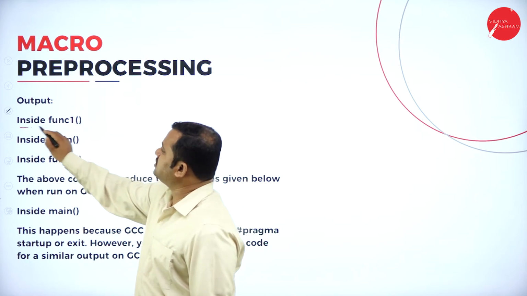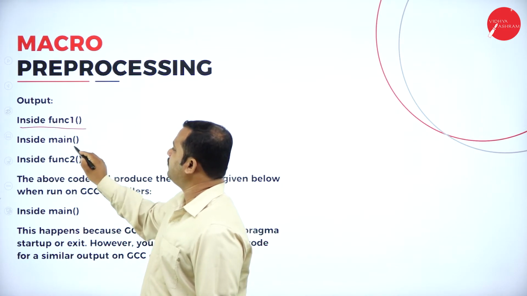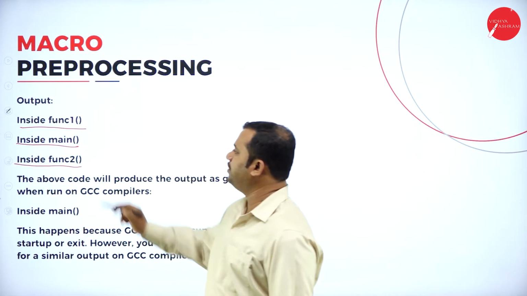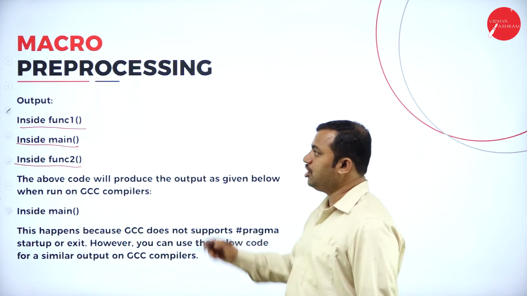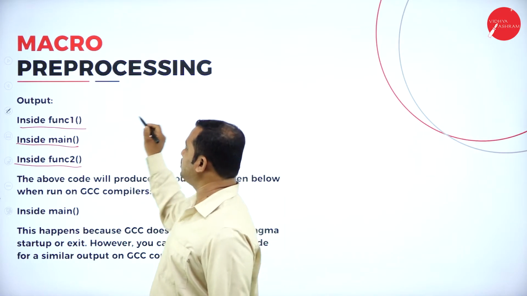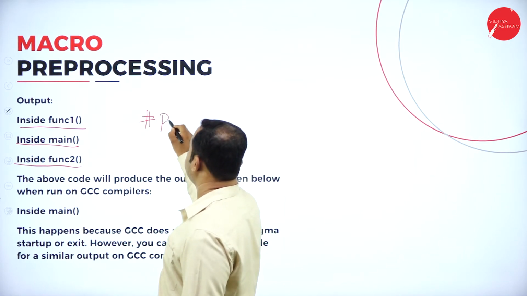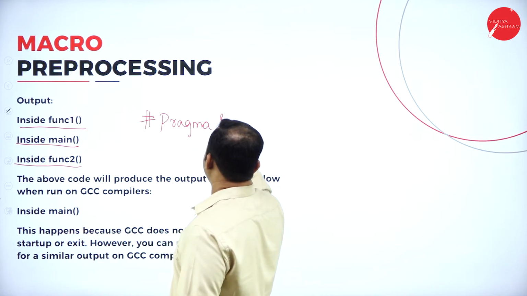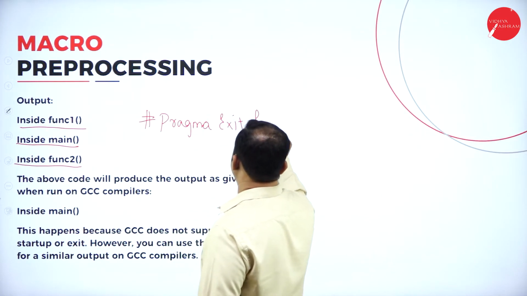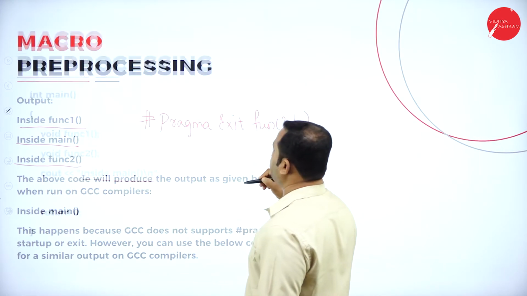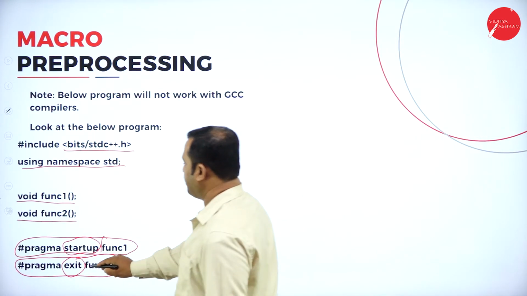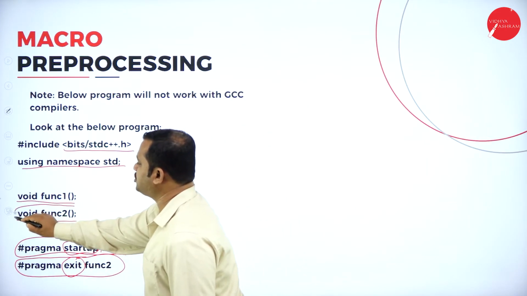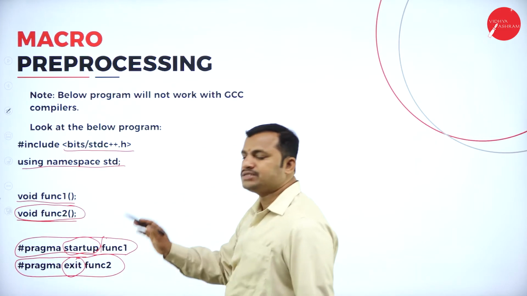The output of this is inside function 1, inside main 1. Then inside function 2 is going to be displayed. Because I am using the #pragma exit func2, that is function 2, in my program. This will turn off the execution of this function 2. This statement will not be executed at all.